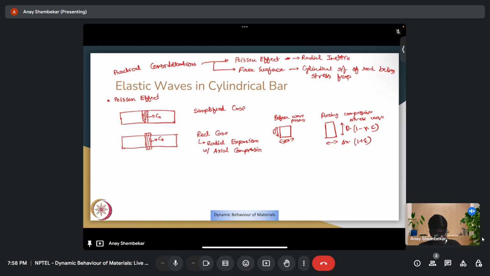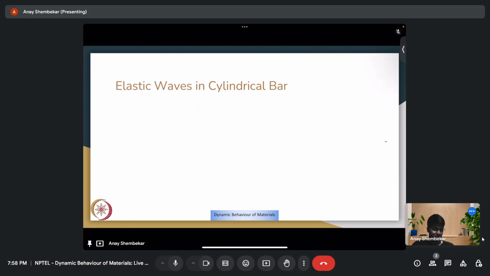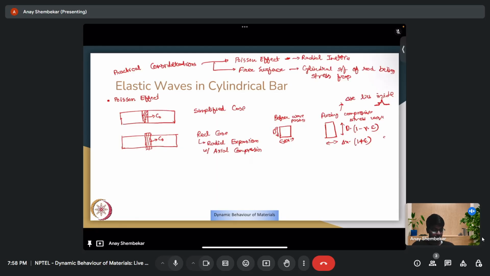So what I mean by this during compressive stress wave is that this delta x lies inside that lambda that we have seen, like the section of the bar that is excited at a point in time. And here I am writing the standard expressions 1 plus epsilon and 1 minus nu epsilon. For compressive case, we know that epsilon is less than 0 for compression. Once you plug that in, this delta x, this thickness would decrease and the diameter of the cross section would increase.